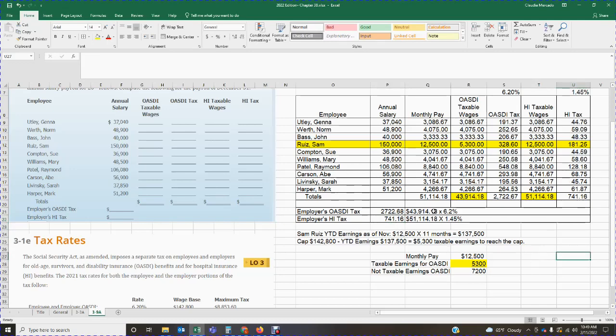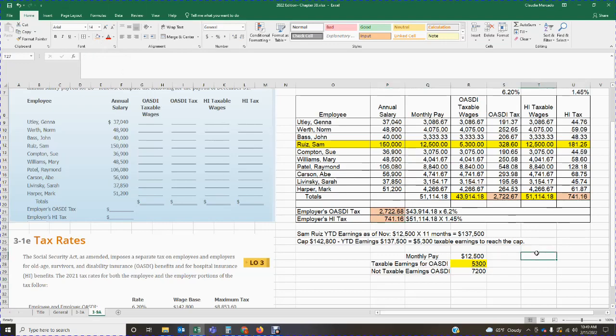Okay. So if you see, for the OASDI tax for the employees, it's 2722.67. For the employer, it's 2722.68. So it's off by a penny, which is perfectly normal. We're going to have those rounding differences. Make sure that you get them correctly. You just don't copy the information from up here. You actually calculate it. For the HI, both numbers are the same for the employees and for the employer, 741.16.